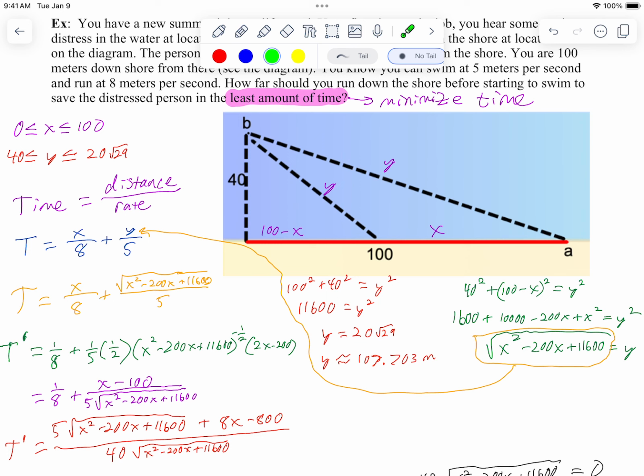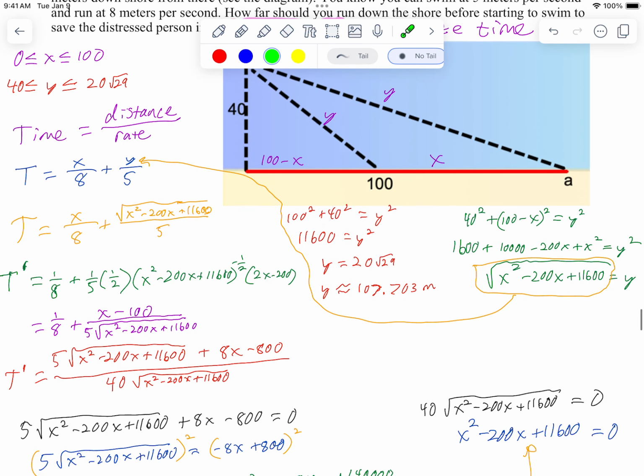Here I'm going to do the chain rule. So I get 1/5 from this times 1/2 because I'm bringing down the exponent. The inside stays the same. Subtract 1 from the exponent times the derivative of the inside. Now I'm going to simplify this a little bit. Since this is 2x minus 200 and this is a 1/2, the factor of 2 is going to reduce with this. That's why I just wrote x minus 100 and then I only had the 5 in the denominator. And then I bring this down to the denominator.